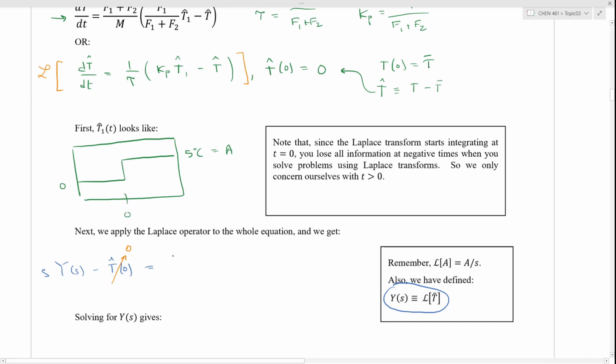For the right-hand side, the constant 1 over tau comes outside of the Laplace transform because it's a linear transform. That also means it distributes over the two terms inside the parentheses. The Kp also comes outside, and the next thing we get is the Laplace transform of T1 hat. Since T1 hat at time t greater than 0 is just equal to this constant A, that Laplace transform is A over s, as you can see here.